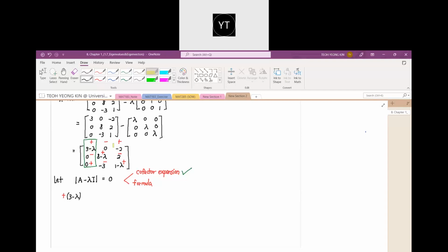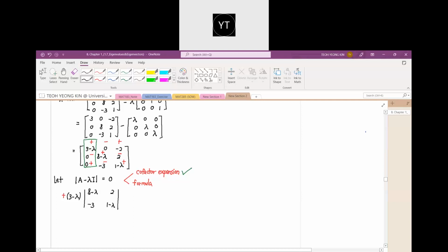And then close the first row and the first column. So we will have this 2 by 2 square matrix, which is 8 minus lambda, positive 2, negative 3, and 1 minus lambda. So here we should have 8 minus lambda, 2, negative 3, 1 minus lambda. This is the first one.